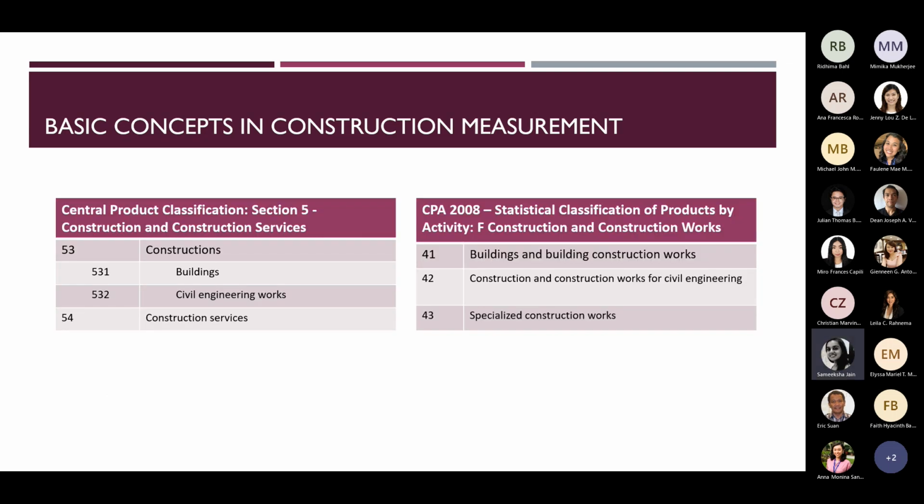So based on this sort of spectrum of definition, we can also see that mirrored in various classifications, starting with the central product classification, in which the sector is taken as construction and construction services, whereas we look at construction breaking down into subsectors of buildings and civil engineering works, and the other category being construction services as part of the main category. Whereas, according to the CPA 2008 statistical classification of products by activities, this category is called construction and construction works. And it is further broken down into three subcategories, which are buildings and building construction works, construction and construction works for civil engineering, and the third one being specialized construction works.